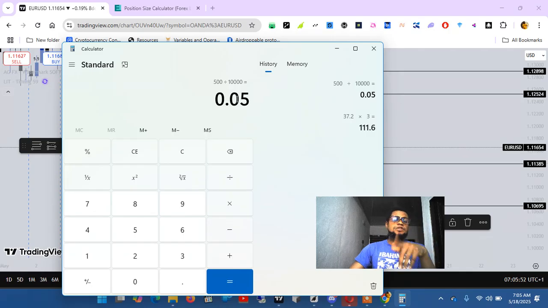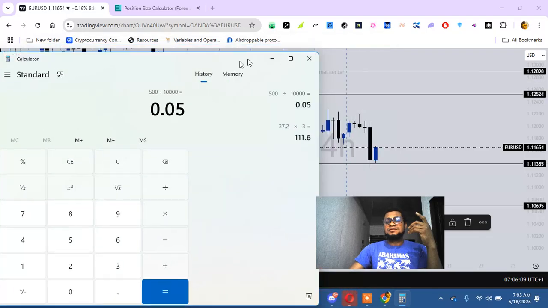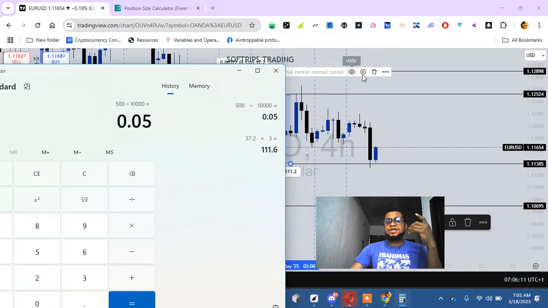It's giving you 0.05. So that 0.05 is what you will be using in your lot size. In the FX side, you use it for lot size. So you see, when you go to your lot size, you use 0.05. That is what you use in the lot size. Like here will be your entry, here will be your SL. But that will be your lot size.